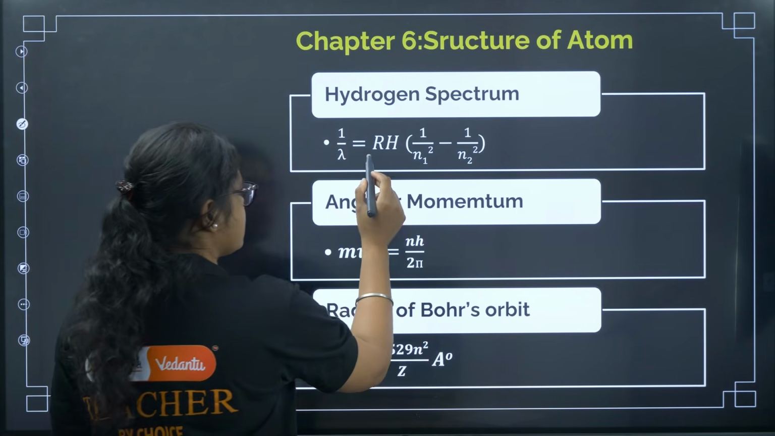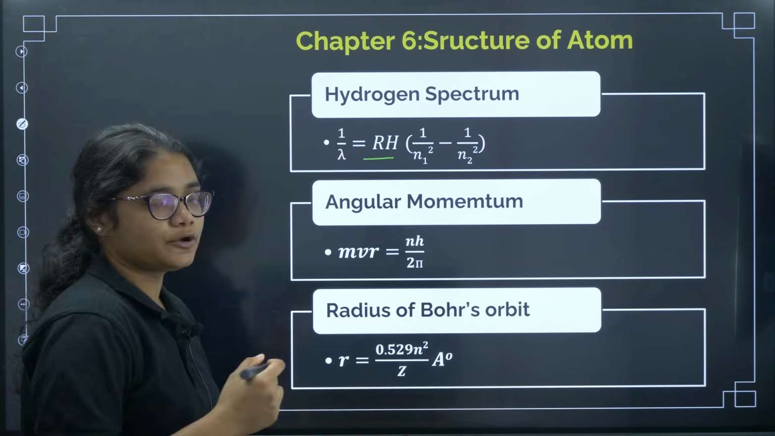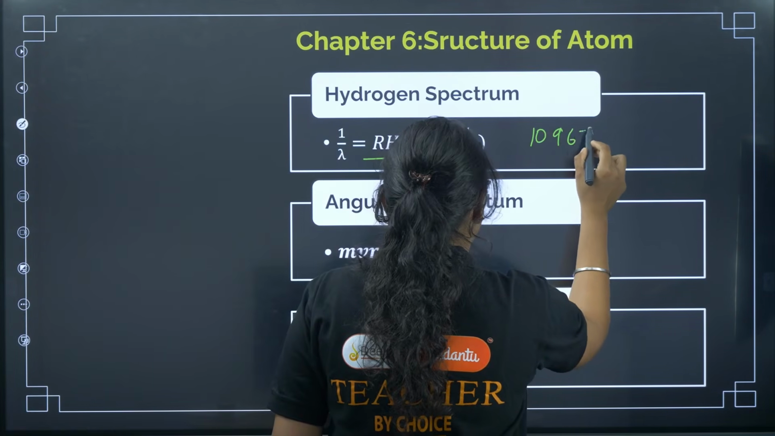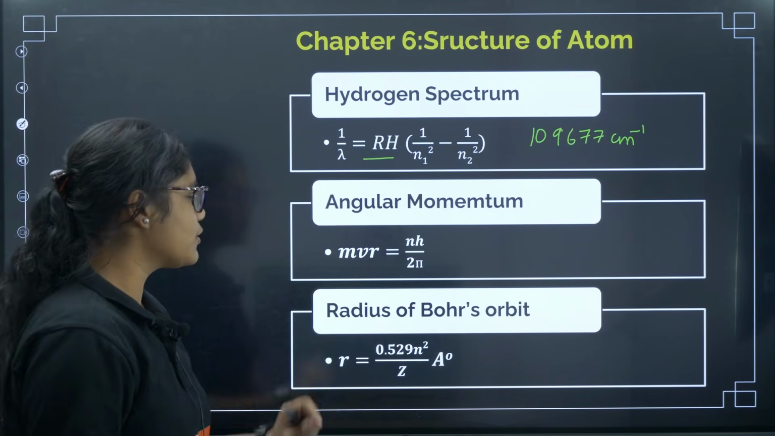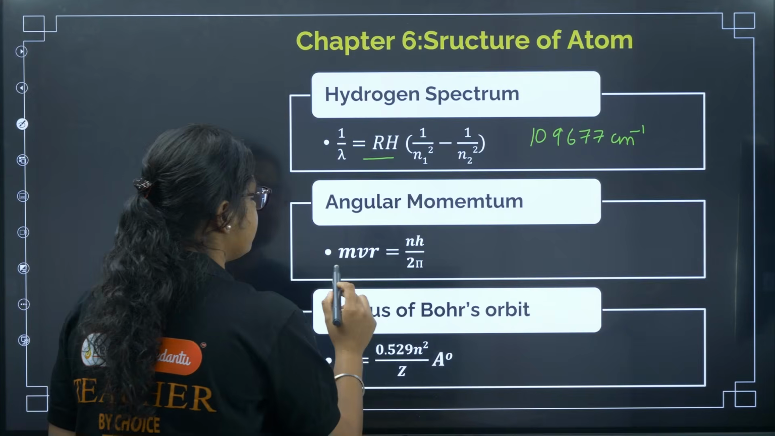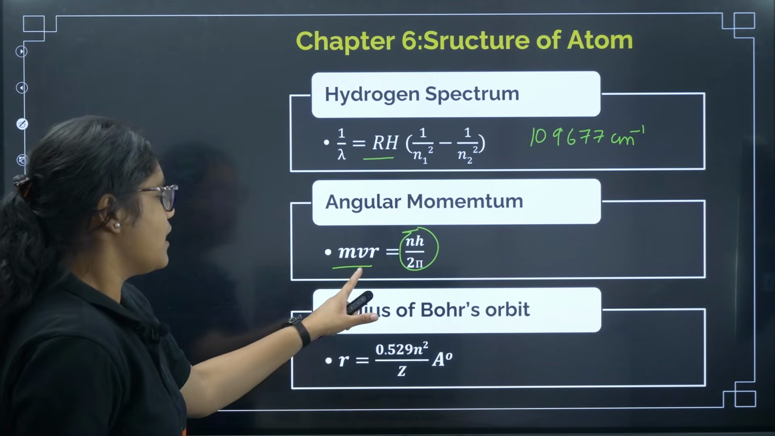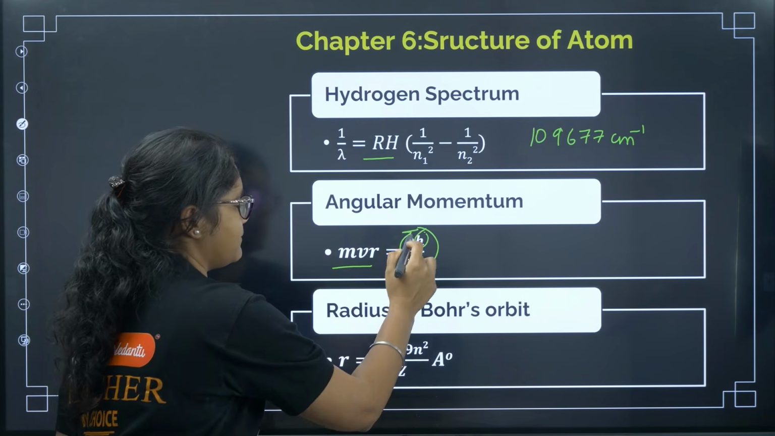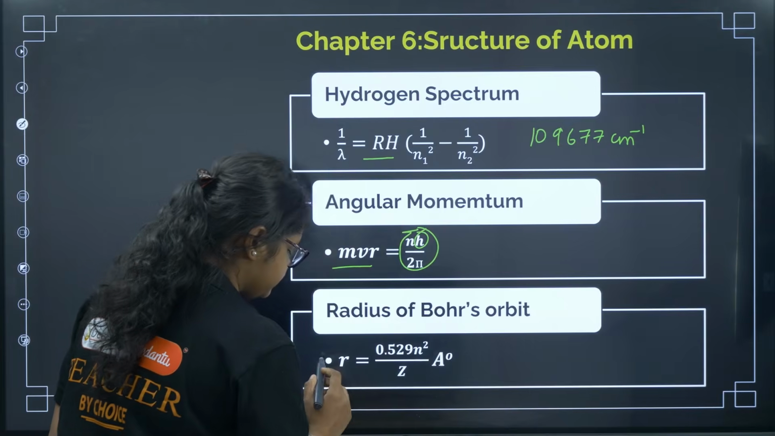So 1 by lambda is equal to RH times 1 by n1 square minus 1 by n2 square, where RH is your Rydberg constant. The value of RH is 109677 centimeter inverse. Now coming to angular momentum, mvr is equal to nh by 2 pi. m is the mass, v is velocity, r is the radius, n is the quantum number, and h is Planck's constant, right?